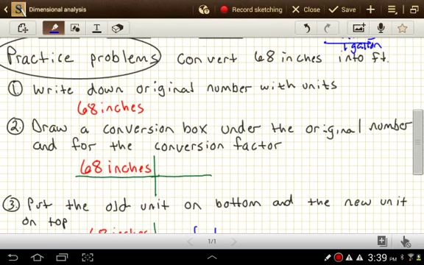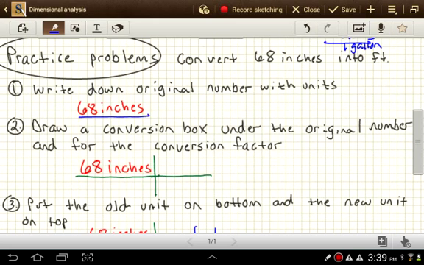I want to convert 68 inches into feet. We have 5 steps, and the first step is to write down my original number. I need to know exactly what it is I'm converting, and the units are critical to this. I have to have my units, or else I don't know what I'm converting, or even if I can convert. So the first thing is I write down my original number with units. Here I'm trying to convert 68 inches.